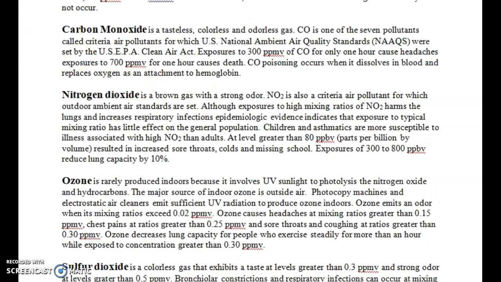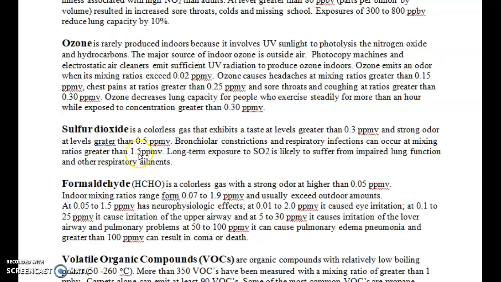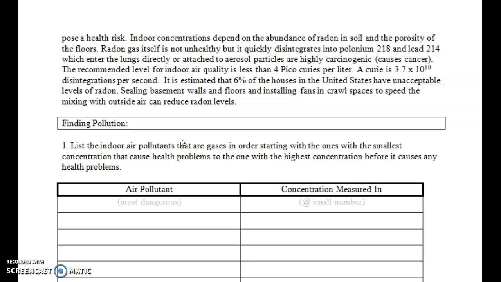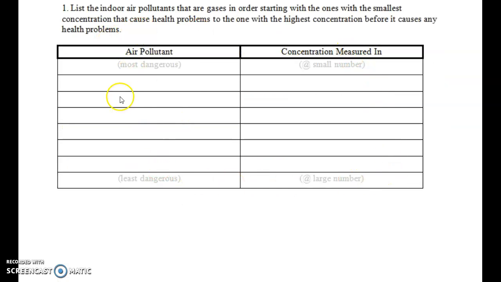If you were in school right now, I would have had the opportunity of conducting experiments to show you how these get emitted into our atmosphere. But since we don't have school, I just want you to read those and then complete this little activity right here. In this activity, you need to list the pollutants, or the gases, in order: the one with the smallest concentration that causes health problems, and the one with the highest concentration before it causes any health problems.